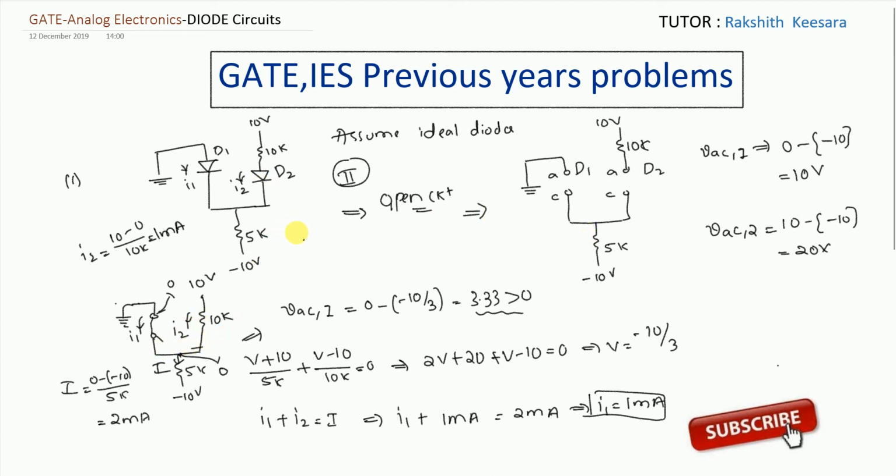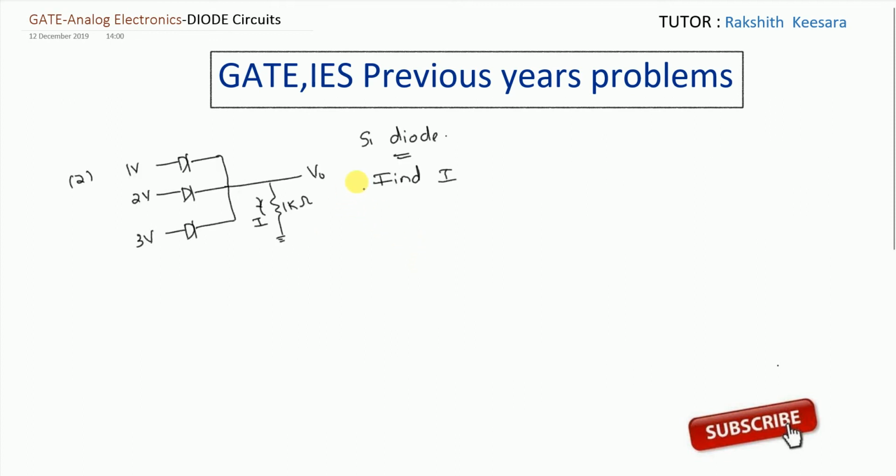Next question. In the silicon diode circuit shown, find the value of I. So here there are 3 diodes. So what is the first step? Open circuit all the diodes. What is the next step? Calculate the VAC across diodes. I am numbering these as D1, D2, D3.